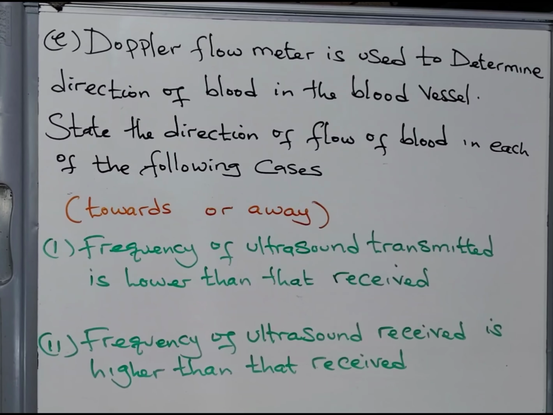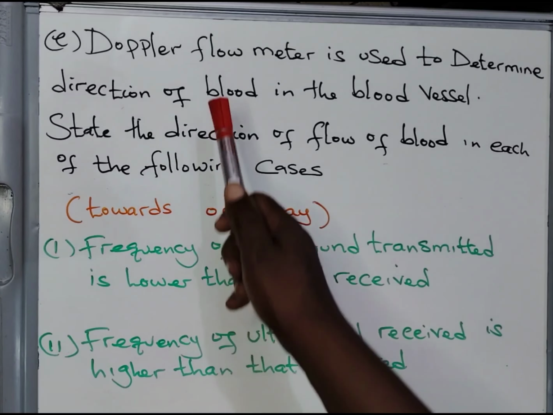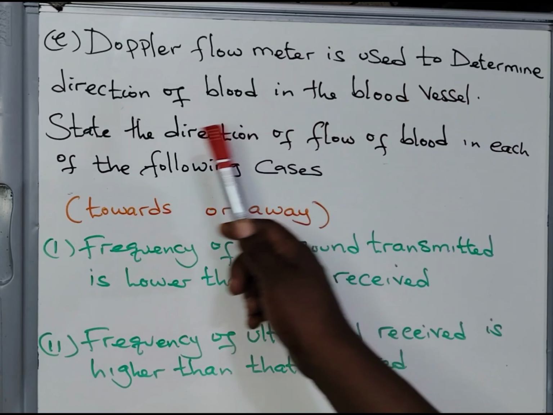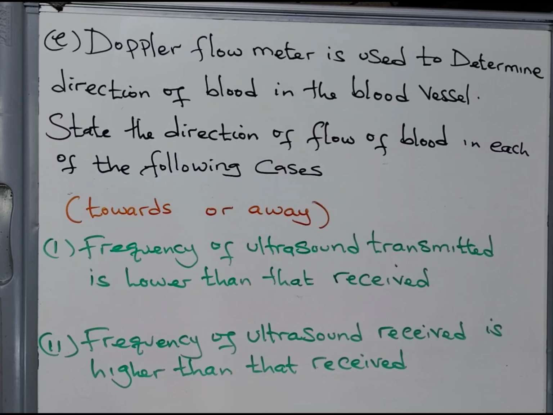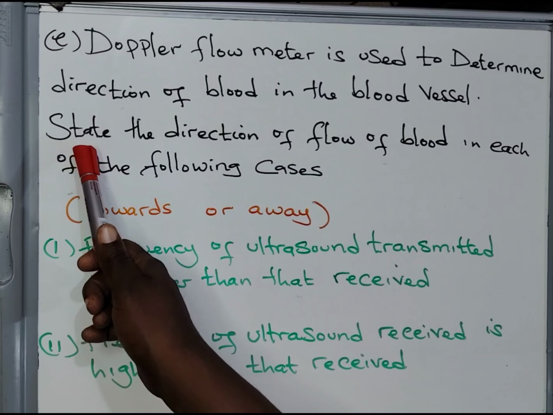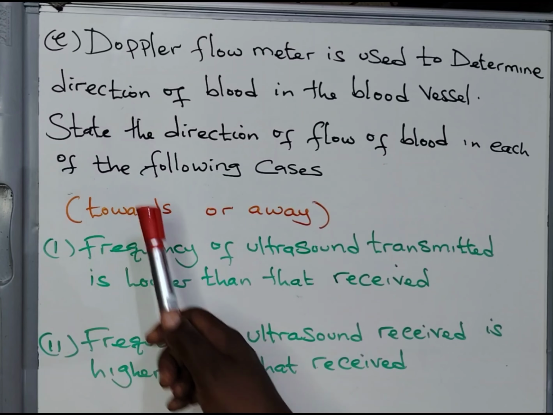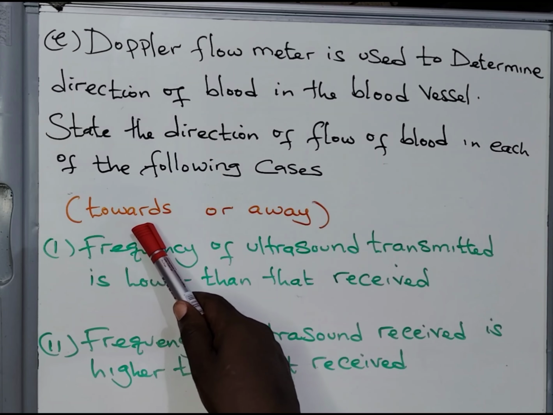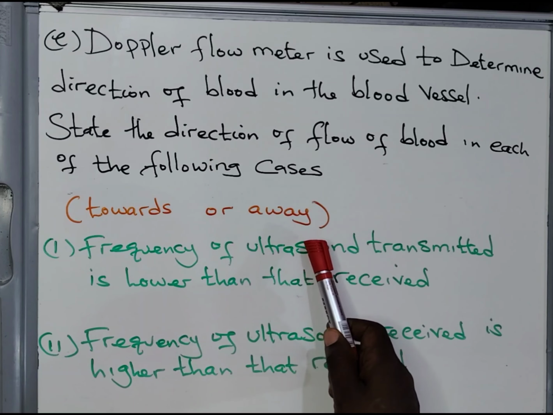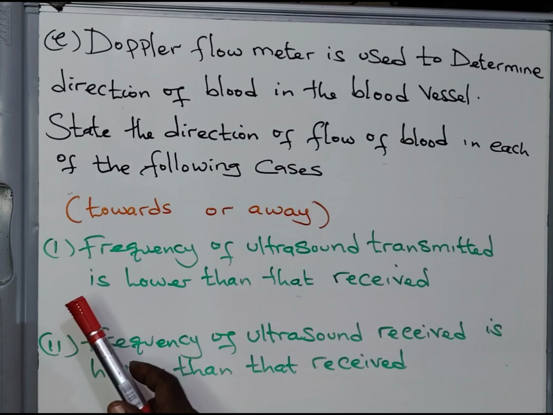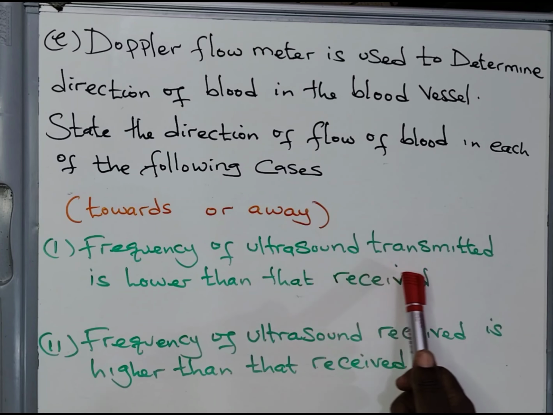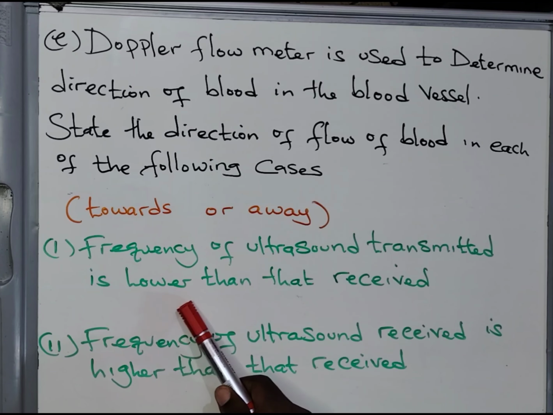Then comes this question. It says that Doppler flow meter is used to determine direction of blood in the blood vessel. And the question says, state the direction of flow of blood in each of the following cases. You're supposed to put towards or away. Okay, the first case: frequency of ultrasound transmitted is lower than that received.